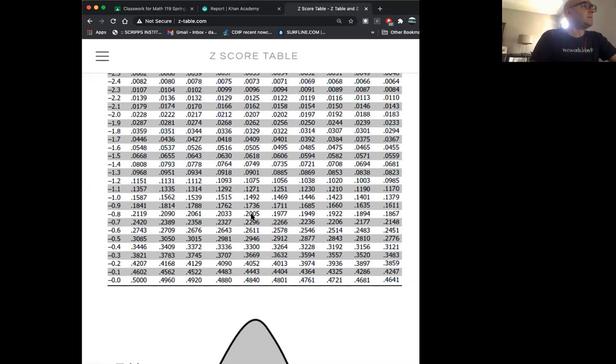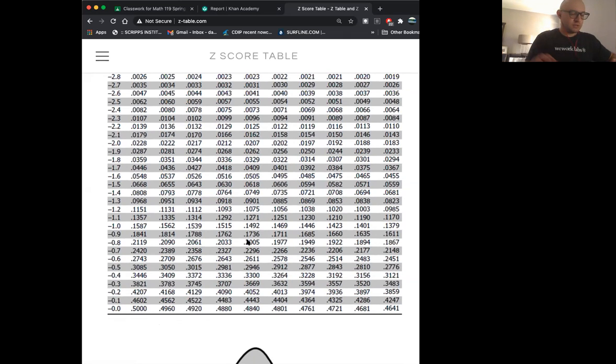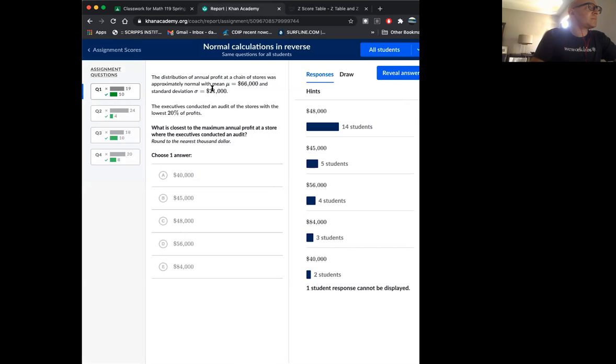Are there any questions about how I get the z value of negative 0.84? Okay, so now let's plug it in. The z value tells you how many standard deviations you are from the center. I want to use the equation x equals mu plus z sigma. That's not really an equation you have to think too much to memorize. As long as you understand that the z-score tells you how many standard deviations away you are from the average. So I'm going to write that x equals 66,000 plus negative 0.84 times 21,000.